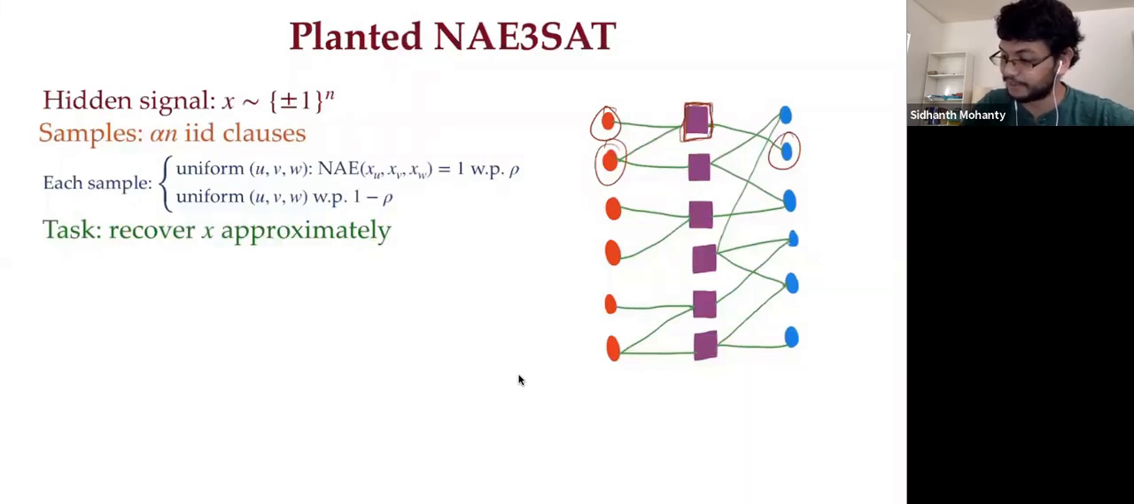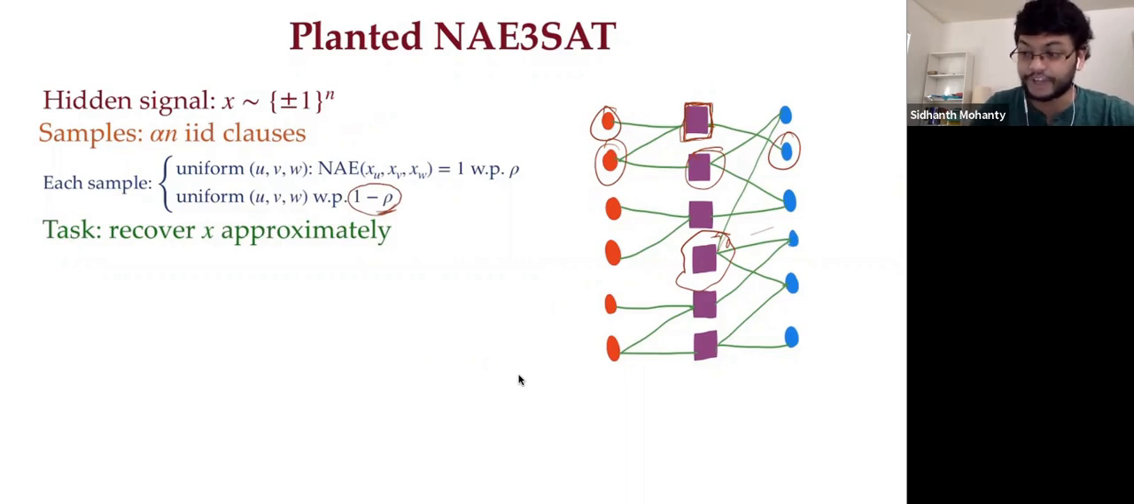This clause 2 is an example of such a variable. Okay, but this clause, you should think of it as a noisy sample. Like you happen to pick three variables which were of the same color, and such mistakes can happen, and these mistakes happen with probability rho. So the model we will consider will also allow some noise in the measurements.